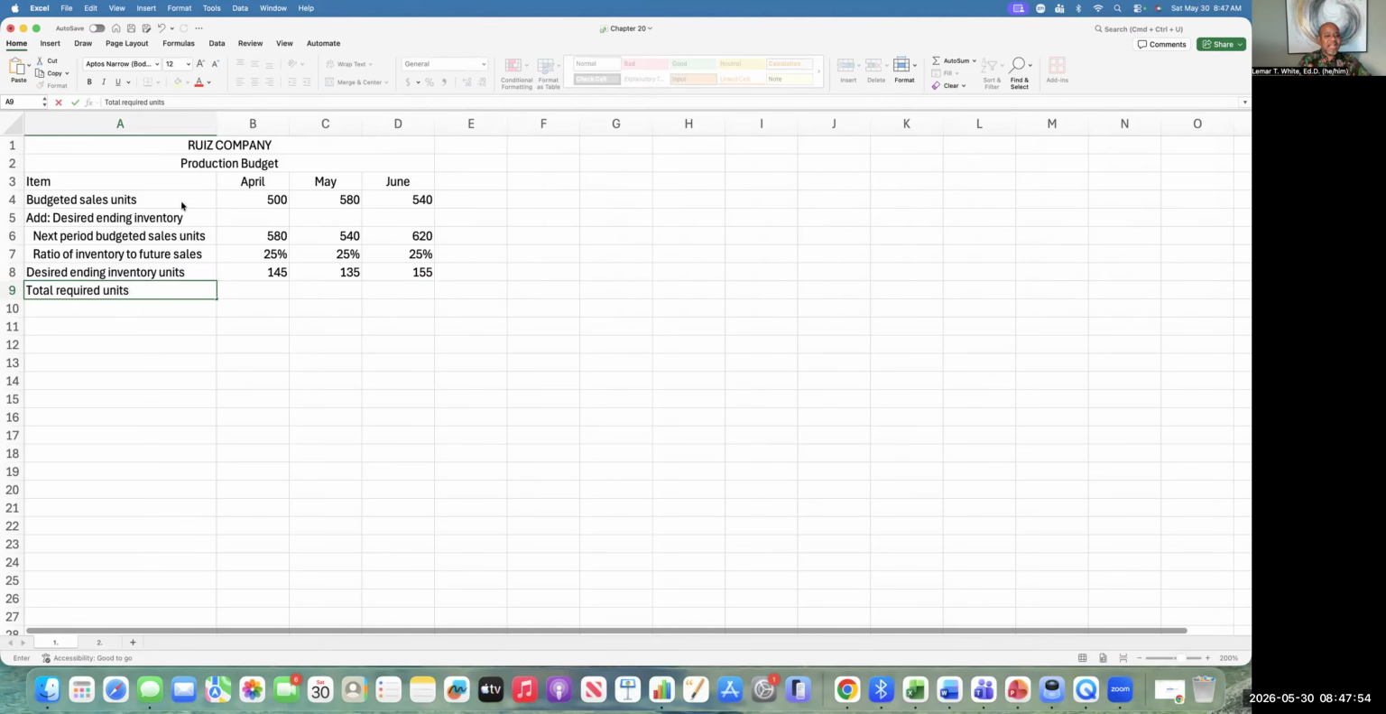So in order to sell 500 and have an ending inventory of 145, how many units do I need? I just add these two numbers, my 500 plus my 145, and that gives me 645. I'll do the same for May. I'm going to add my budgeted sales to my desired ending inventory, and that'll give me 715. And then for June, I add my budgeted sales to my desired ending inventory, and that gives me 695.